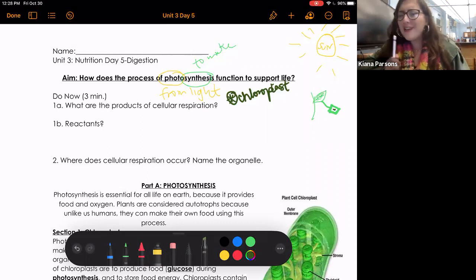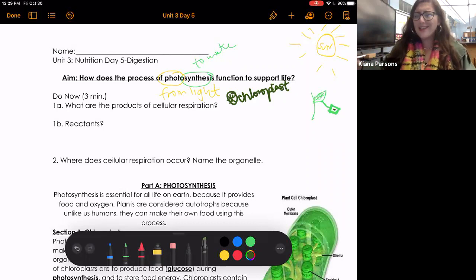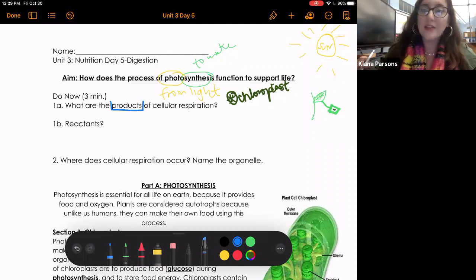But funny, even though we're talking about photosynthesis, this starts off talking about cellular respiration. Almost like these two processes are related. It's so weird. So what are the products? What is made at the end of cellular respiration? So I'm going to start with the reactants.